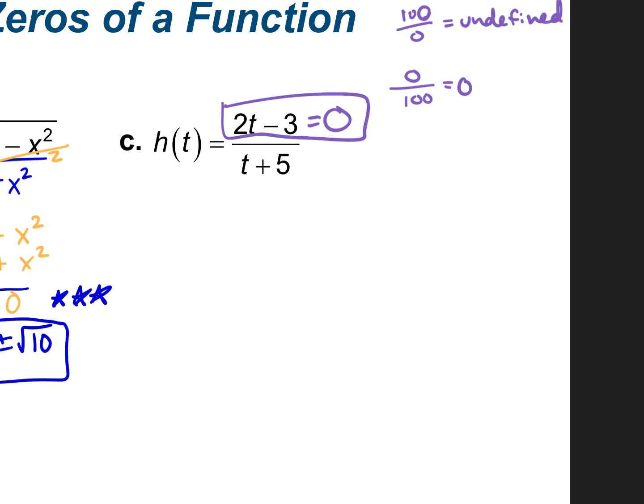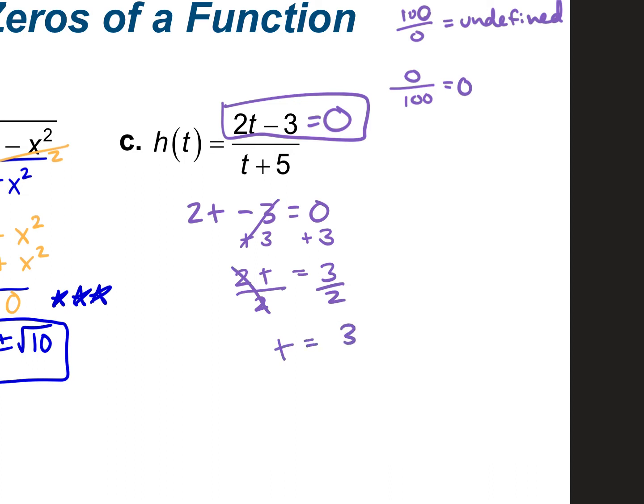So I'm going to set my numerator equal to 0. So 2t minus 3 equals 0. Add 3 to both sides. 2t is equal to 3. And then just divide both sides by 2. So t is equal to 3/2. That's my 0 for this function.